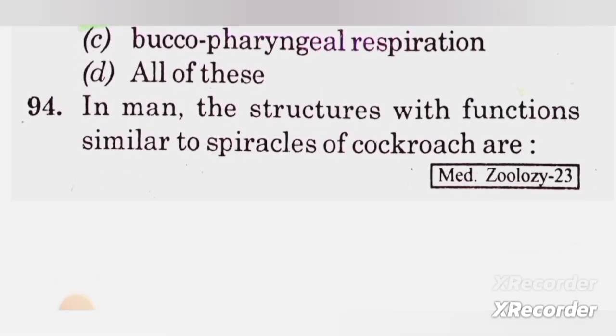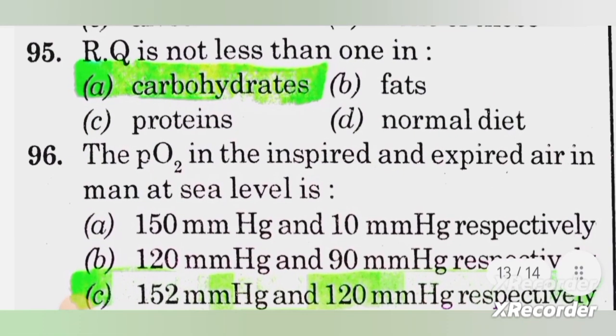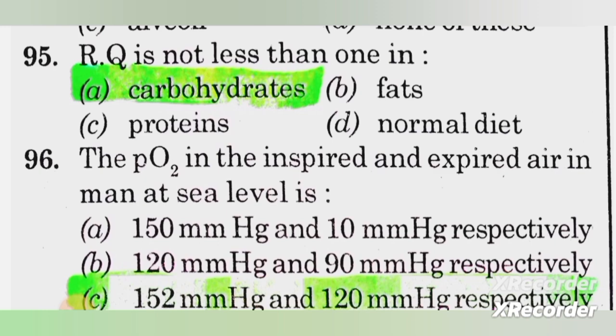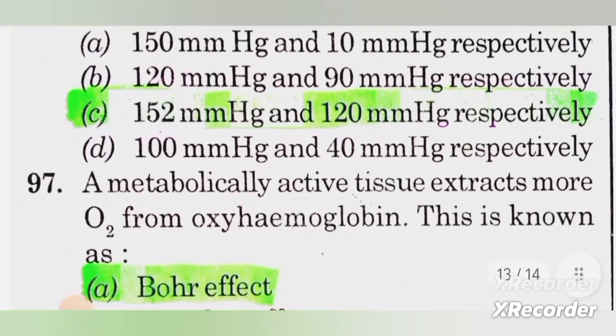Next, 94. In man, the structure with functions similar to spiracles of cockroaches are. Answer B. Nostrils. Next, 95. RQ is not less than 1 in. Answer A. Carbohydrates. Next, 96. The PO2 in the inspired and expired air in man at sea level is. Answer C. 152 mmHg and 120 mmHg respectively.